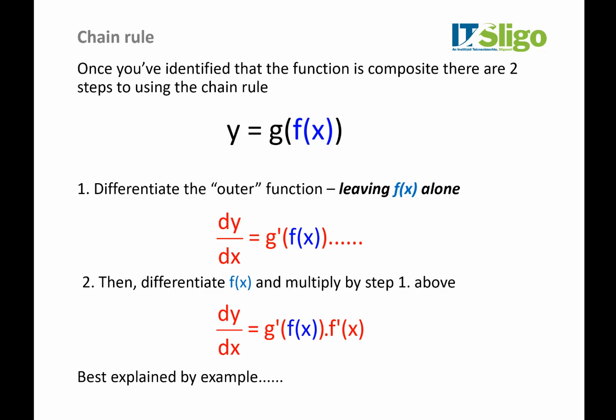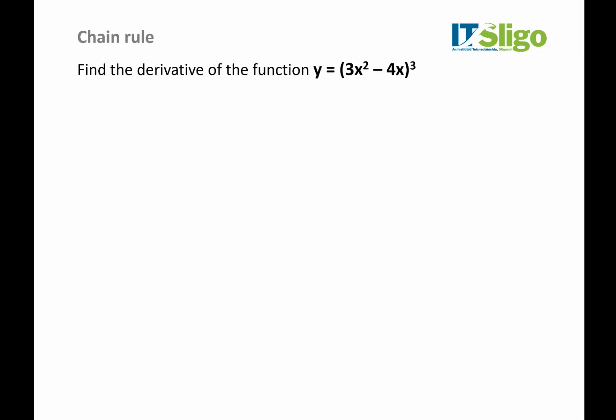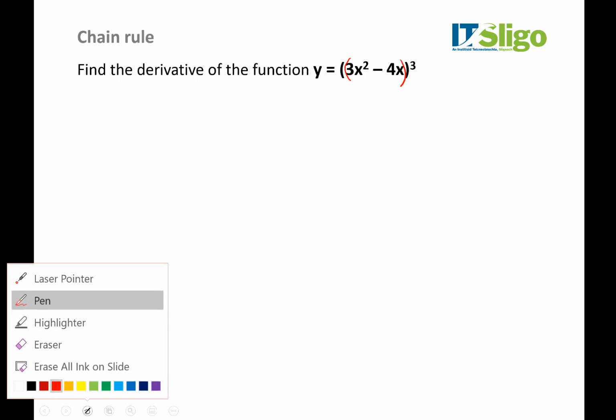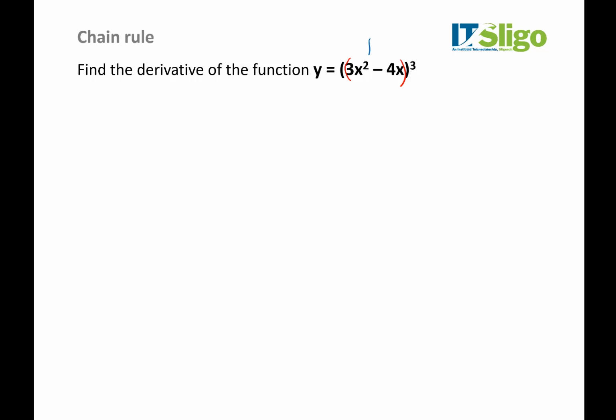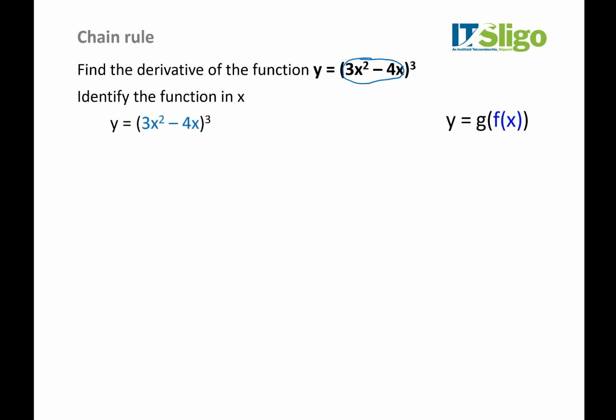So best explained by example, as always. So here we have a function. Now I hope you'll see there's an x bit. That's our f(x). I should write this in blue. There's f(x), and then the g bit is the cubed. That's g there, and there's f(x). So first step, identify the function in x. Well, that's this bit here, so in the next line it's colored in blue. So that's your first step.